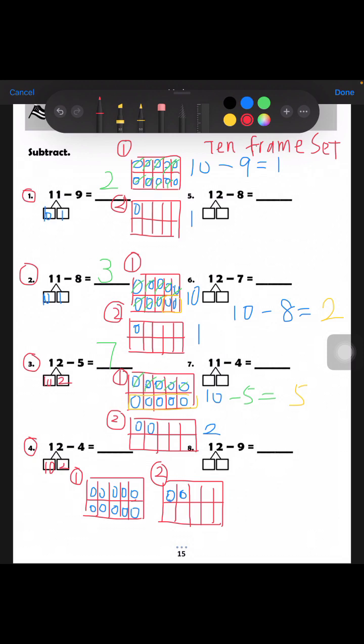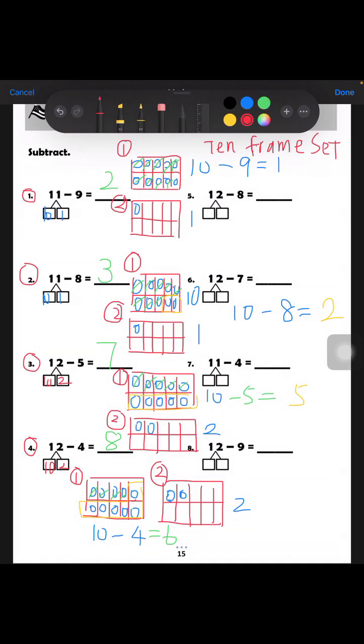Yes, we should choose the first set. So we cross out 4 circles. So how many circles left? 10 minus 4 equals to, yes, equals to 6. And in the second set, there are 2 circles. So total, there are 8 circles. So 12 minus 4 equals to 8.